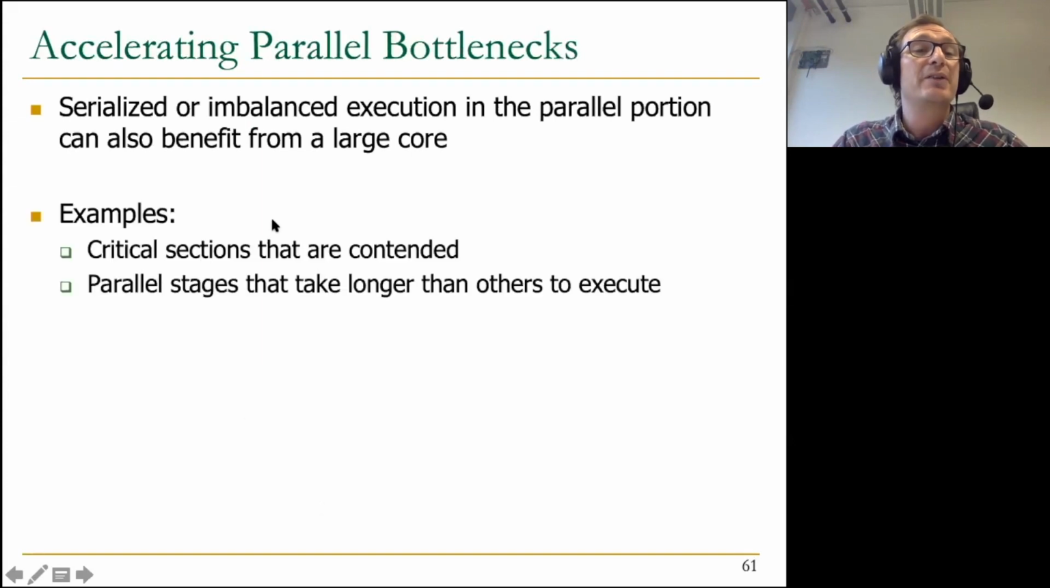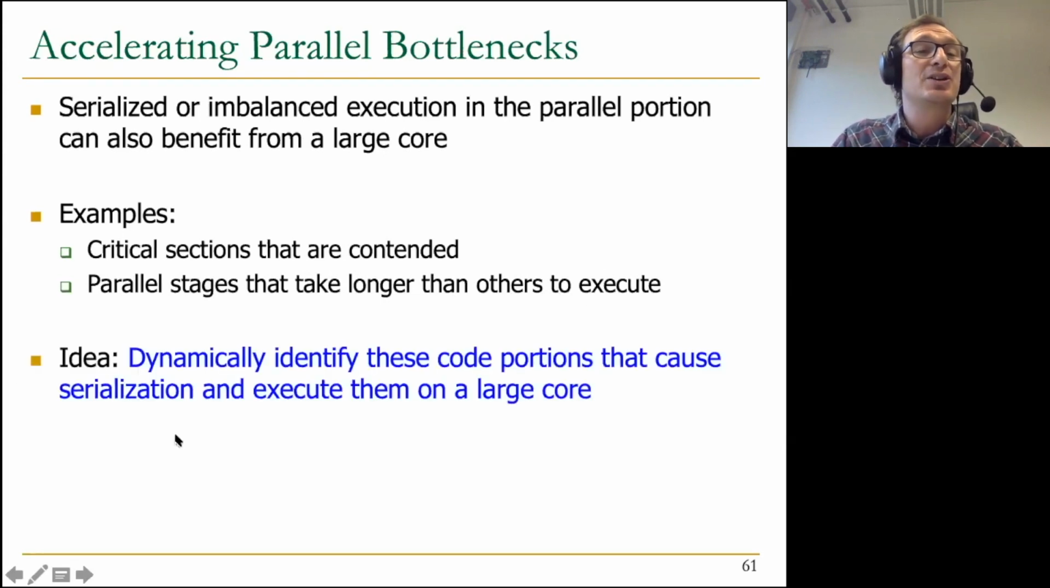For example, whenever you have critical sections that are contended, you could ship that critical section to a large core. Whenever parallel stages take longer than others to execute, you could ship that to a large core as well. And the key idea we're going to examine in the next lecture is to dynamically identify these code portions that cause serialization and execute them on a large core.